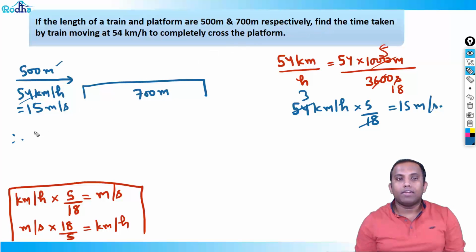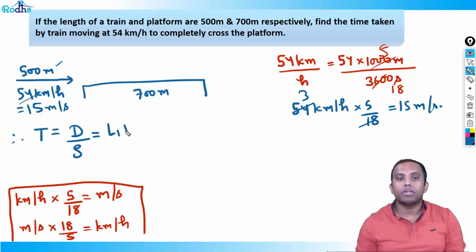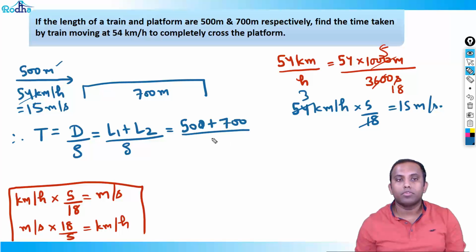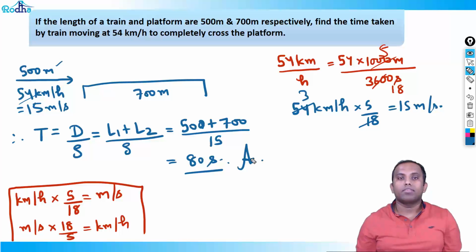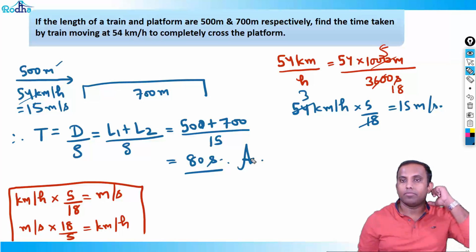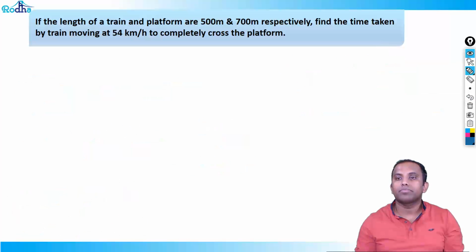So what is the time taken? Time taken is distance by speed. Distance to be covered is what? Always L1 plus L2. I told you, always L1 plus L2 divided by speed. What is L1 plus L2? 500 plus 700 divided by 15. So 1200 by 15, that is 80 seconds. So 80 seconds is the answer for this question. Move to the next question now.